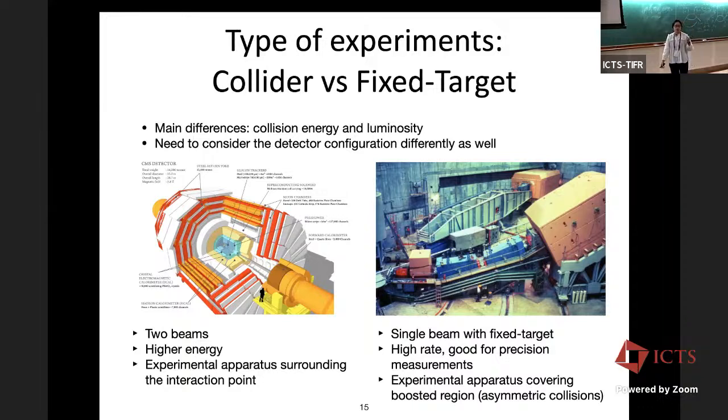If you think about the target you are using, if you're using a solid target for sure, compared to using another beam, you will have a much higher collision rate. So it's good for precision study, because you can get lots of data. Or if you are looking at a rare process, where you really need luminosity, this is good for you. And you can see the experimental setup here is covering this boosted forward region because of the asymmetric collision feature.